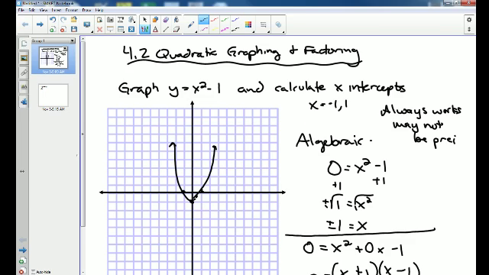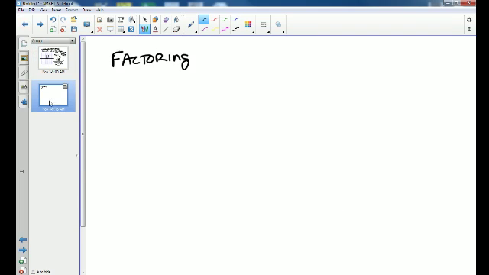There is a time and place. This is what happens when I think and write at the same time. There's a time and a place for graphing it and using that information. Okay, factoring doesn't always work.